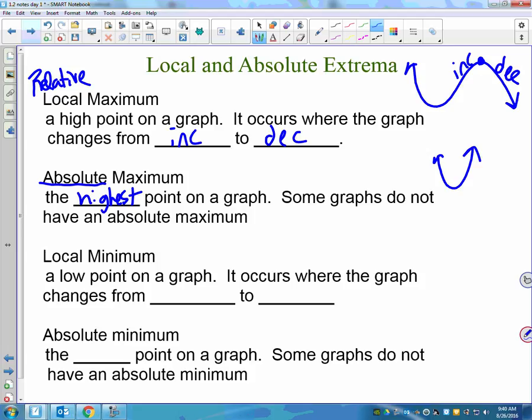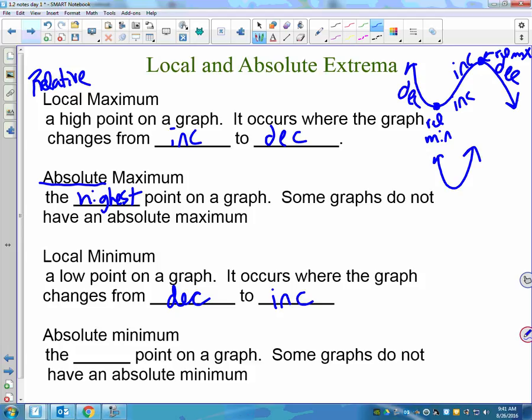So local minimum is the same idea. A local minimum is a low point on the graph. Sometimes people call maximums peaks and minimums valleys. So a low point is where your graph changes from decreasing to increasing. And again, that's because it's the lowest point in that part of the graph. So this would be a relative min, and this would be a relative max. It changes from decreasing to increasing.